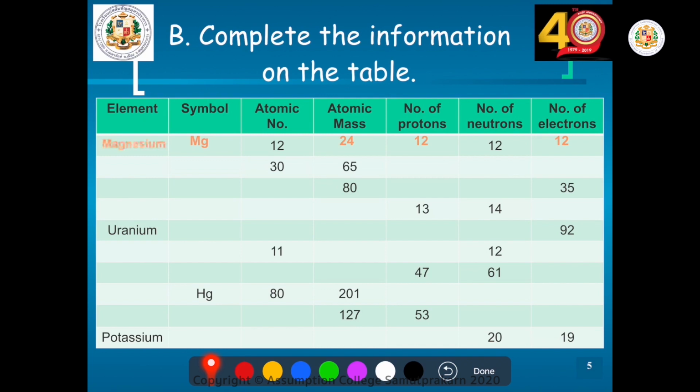Now number 2, since the atomic number is 30, the element also has 30 protons and electrons. And the number of neutrons is 65 minus 30, which is 35. Very good. What element is this? It has the symbol Zn and it's called zinc.